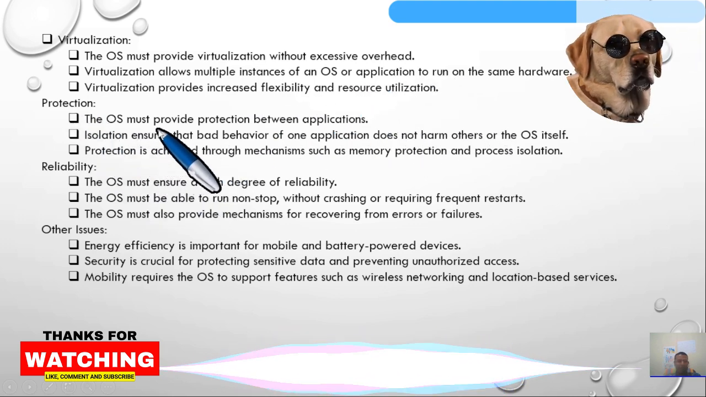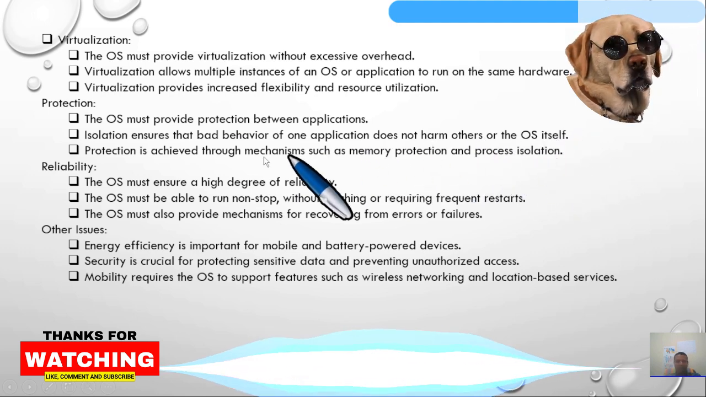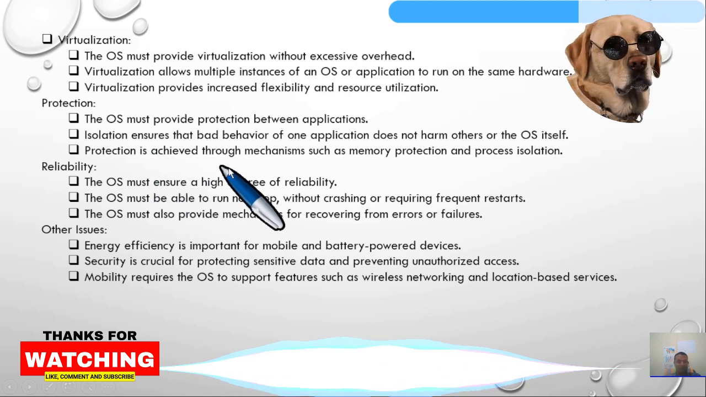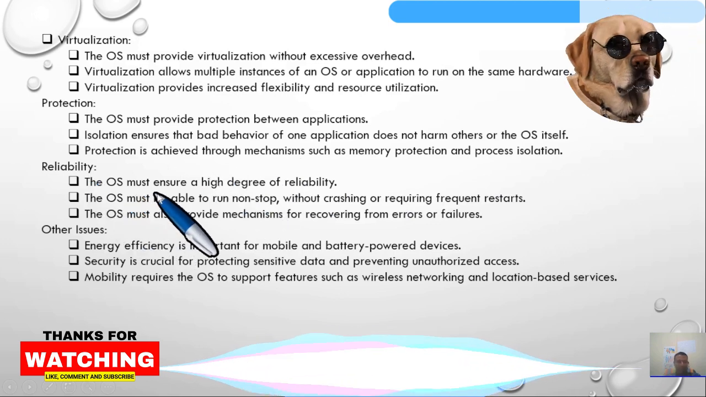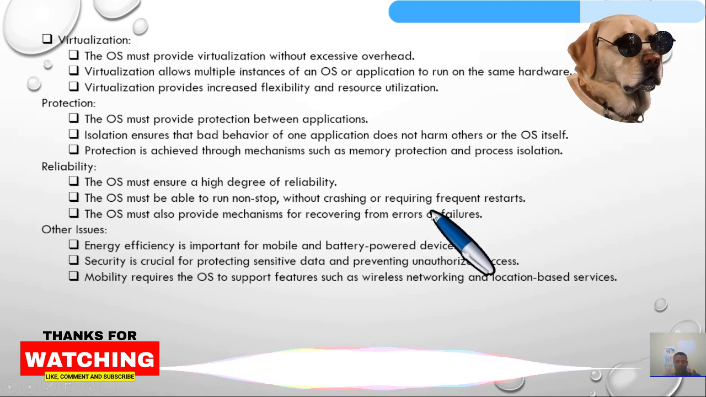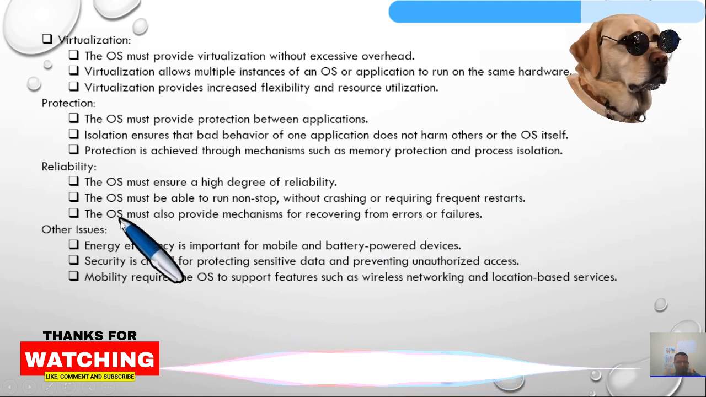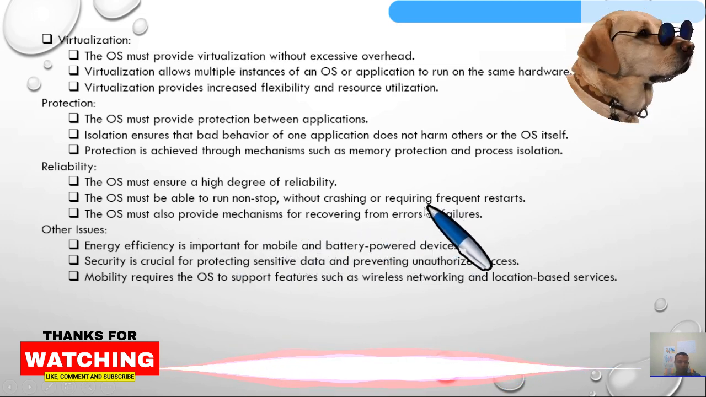Protection. The operating system must provide protection between applications. Isolation ensures that bad behavior of one application does not harm others or the operating system itself. Protection is achieved through mechanisms such as memory protection and process isolation. Reliability. The operating system must ensure a high degree of reliability. The operating system must be able to run non-stop without crashing or requiring frequent restarts. The operating system must also provide mechanisms for recovering from error or failure.